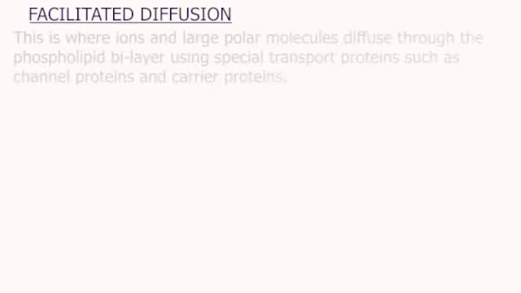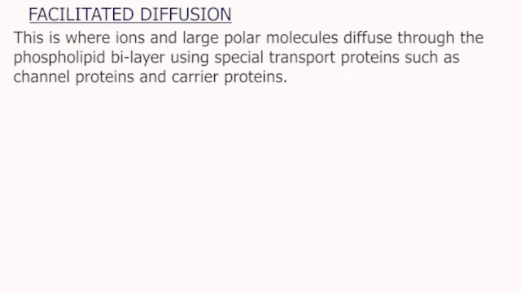And then we come to facilitated diffusion. This is the type of diffusion where ions and polar molecules cross the phospholipid bilayer through special transport proteins. These are carrier proteins and channel proteins. And these facilitate the diffusion of some ions and polar molecules such as sodium ions, chloride ions, potassium ions, glucose, and amino acids. That's why it's called facilitated diffusion.